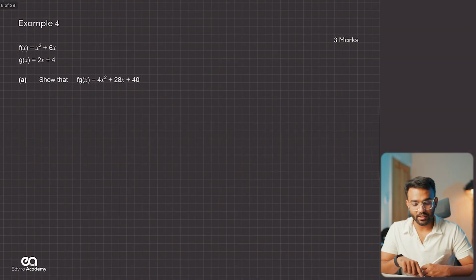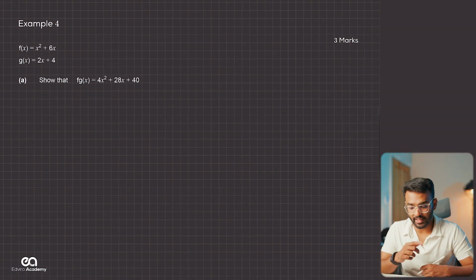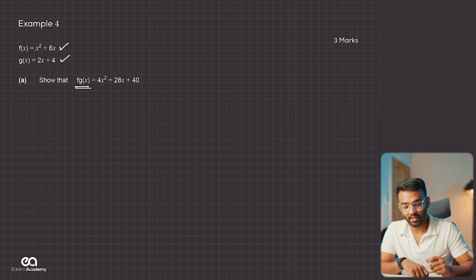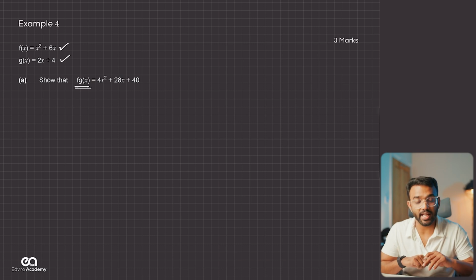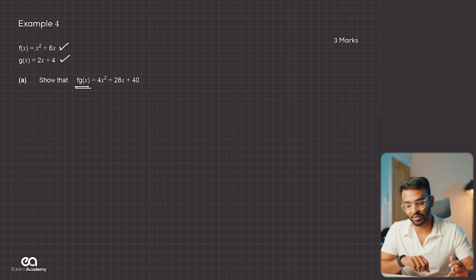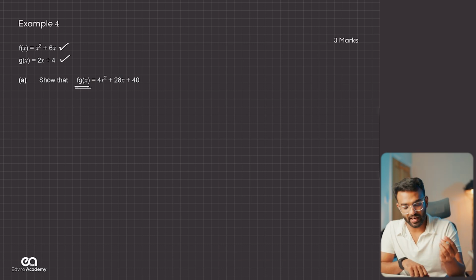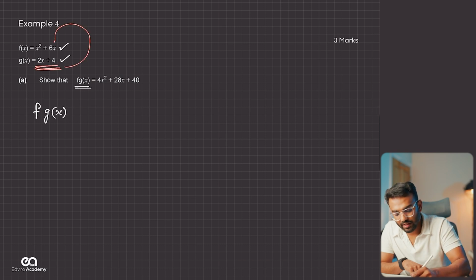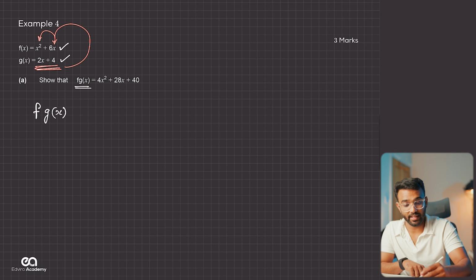Simple one. All right, guys, so here is another function question. Let's see how this is done. We have f of x given to us, g of x is given to us, and show that fg of x is 4x squared plus 28x plus 40. This is a composite function where we will replace the g of x into f of x. So when we write fg of x, we are replacing this instead of the x twice, all right?